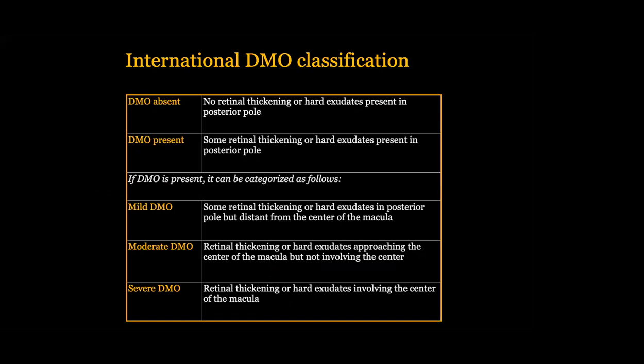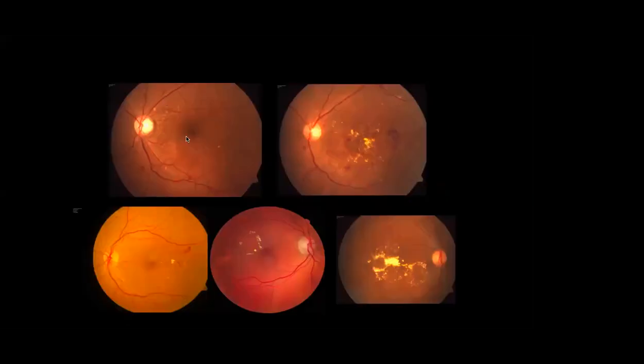So again, there is a DMO classification, or diabetic macular edema classification, which just says whether diabetic macular edema is present or absent. So here there is no diabetic macular edema. So there is no diabetic macular edema present, it is present here. So that is whether present or absent. And when it is present, you can again divide it into mild, moderate, severe. If there is some thickening which is well away from the fovea, it is mild.